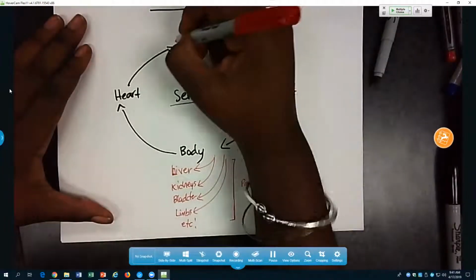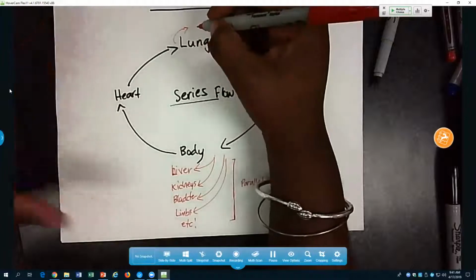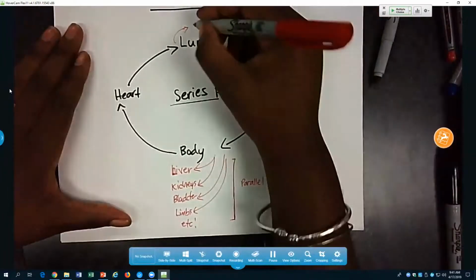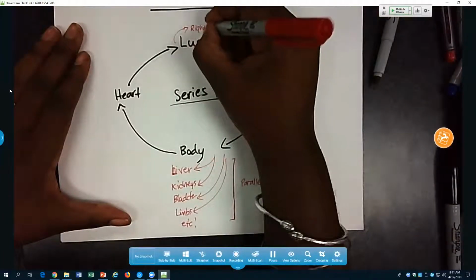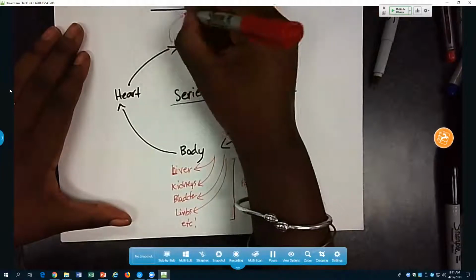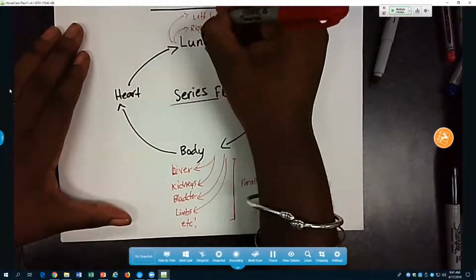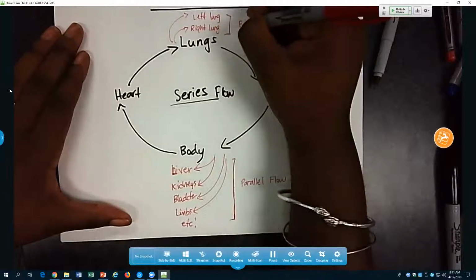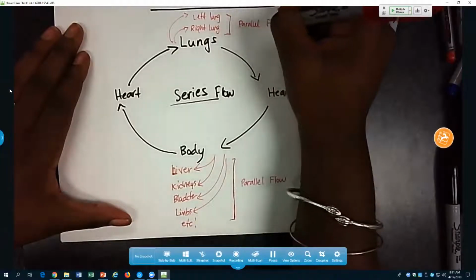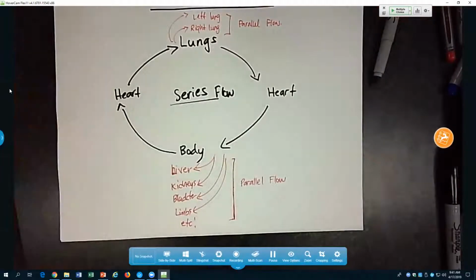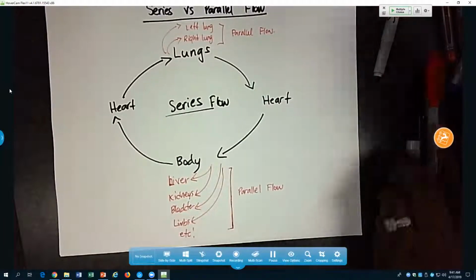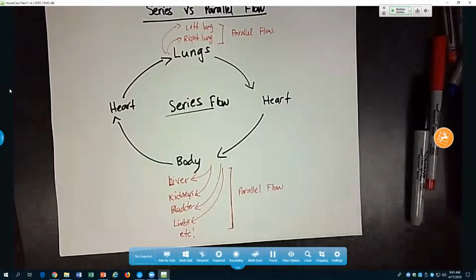Similarly, within the lungs, we also have parallel flow because blood doesn't go to both lungs, right? Blood can go to the right lung, blood can go to the left lung. And so here we also have parallel flow. Any questions on that bit? Let's keep moving.